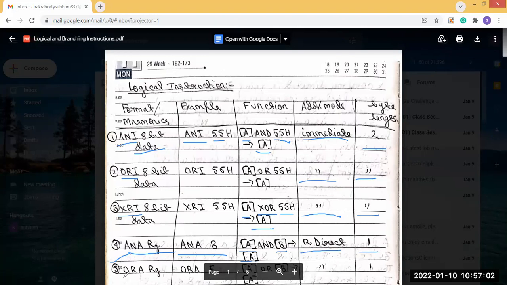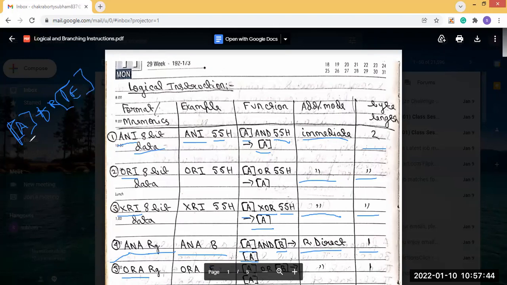Then next is ORA with a register. That means an OR operation with a register, let's say the register name is E. The content of the accumulator is ORed with the content of E, because here we are using ORA E.